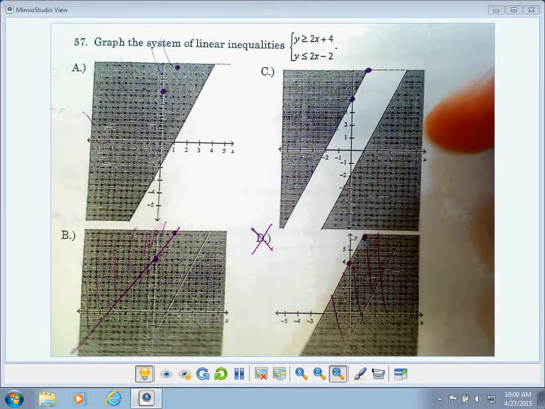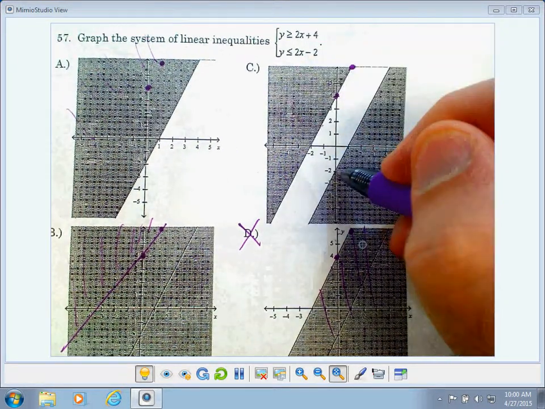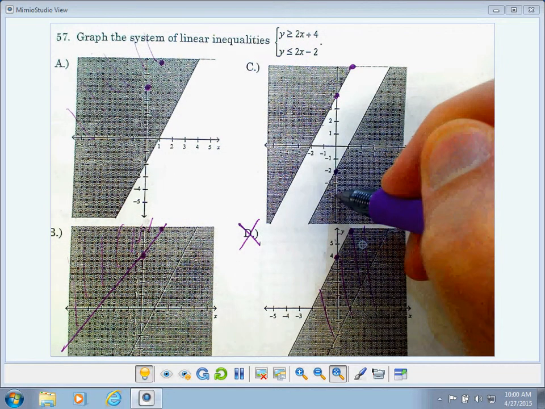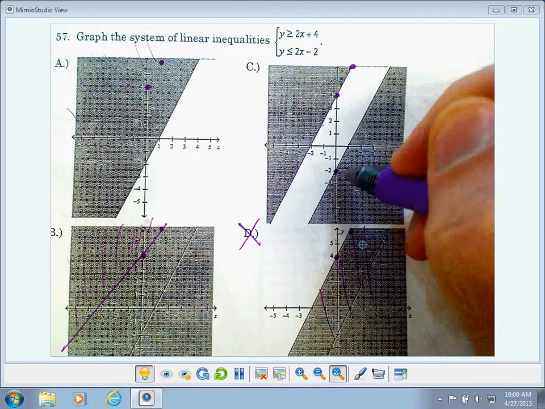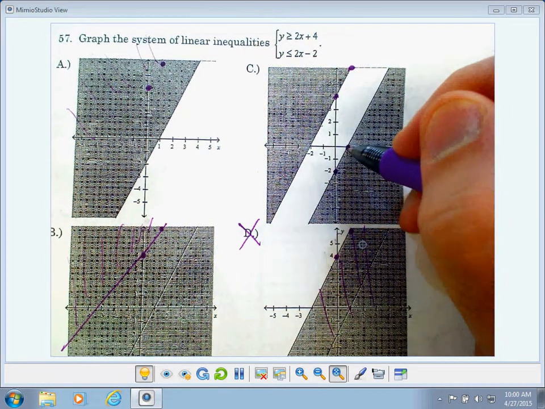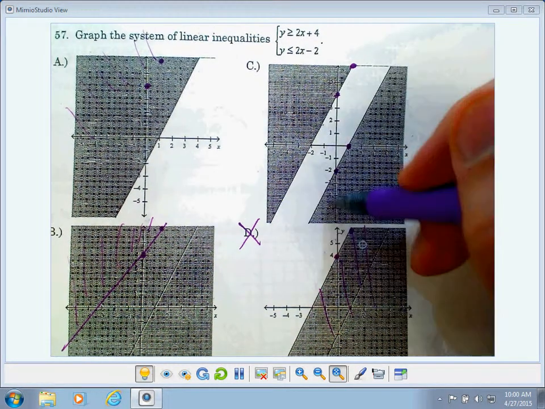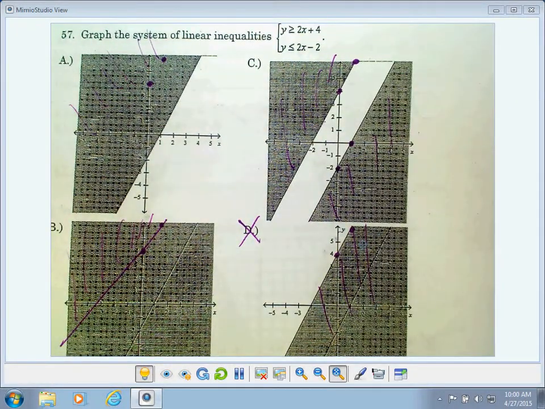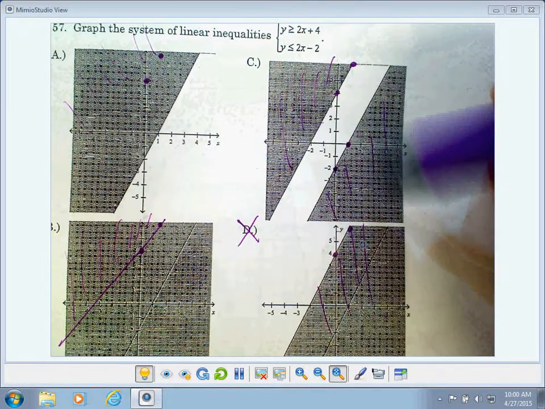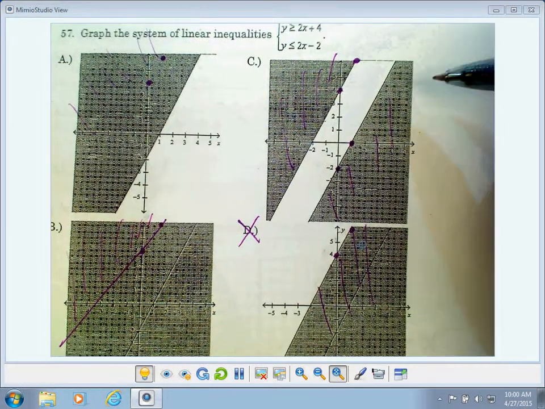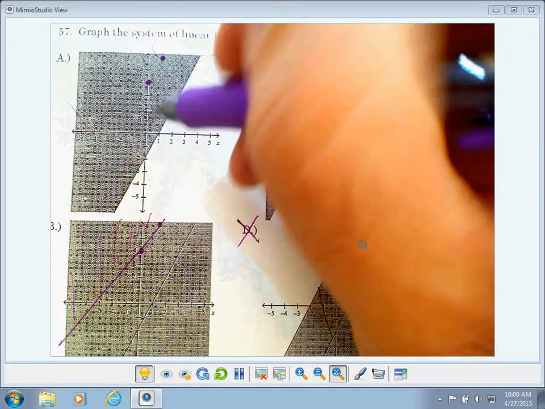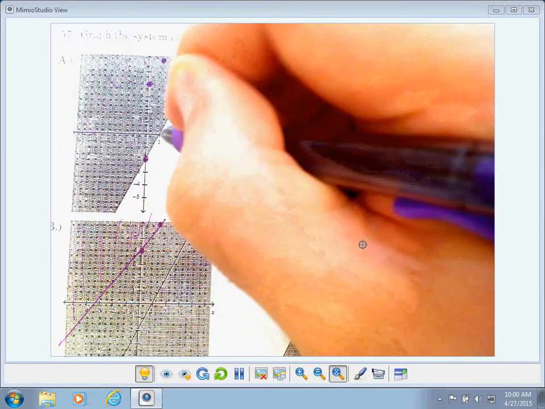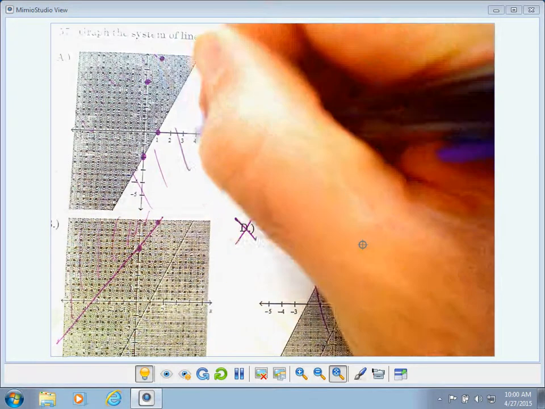Okay, we're supposed to have a y-intercept at -2 and up 2 over 1 for the slope, and the shading should be down. So I mean, C looks like it's the right answer to me because this one had up shading and this one had down shading exactly how it's supposed to. So it seems like it's going to be C. If we look at A, the line is drawn correctly, but the shading should be down. So A is no good.